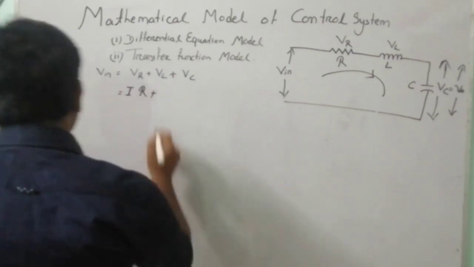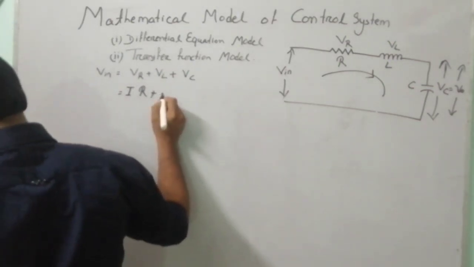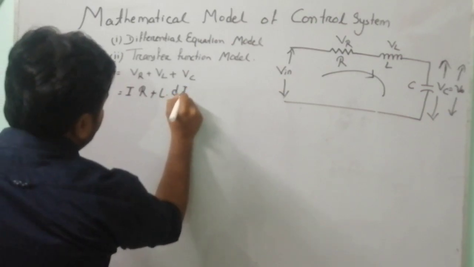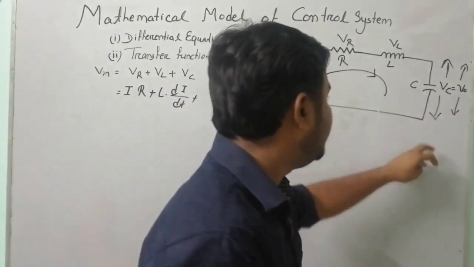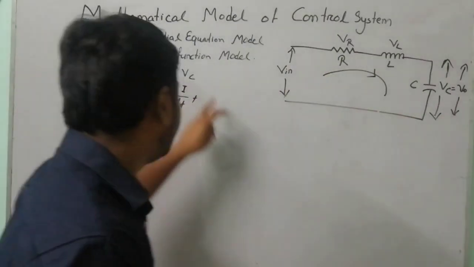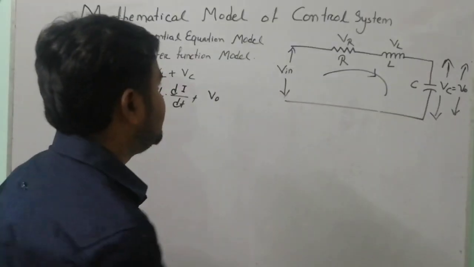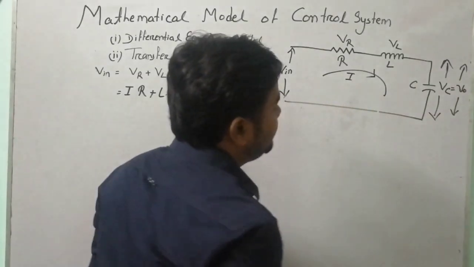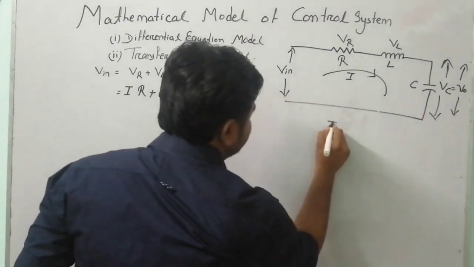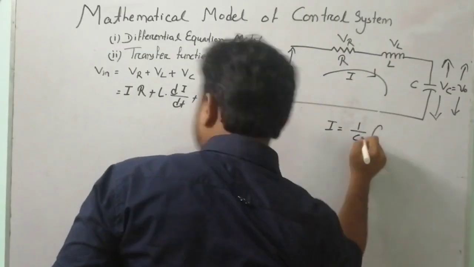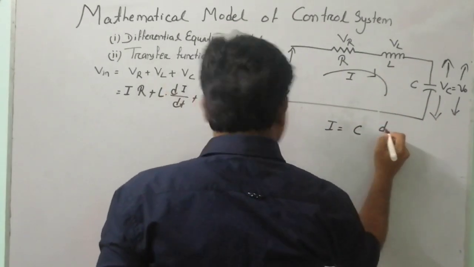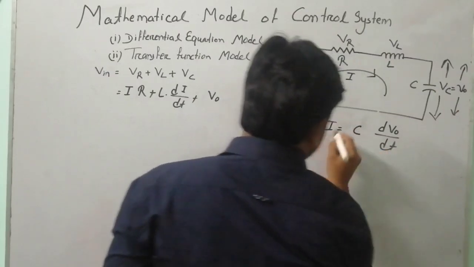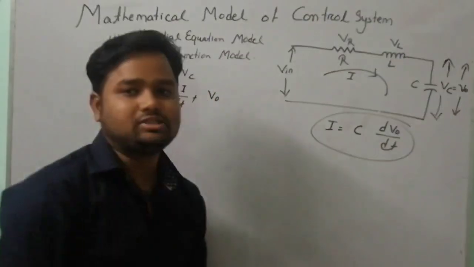Similarly, VL is equal to L into di by dt. And I have already told you that VC is equal to V0, so in place of VC, I will put V0 here. Clear? Then if the current across this series circuit is I, what is the value of I? We know that I is equal to C into dV0 by dt.